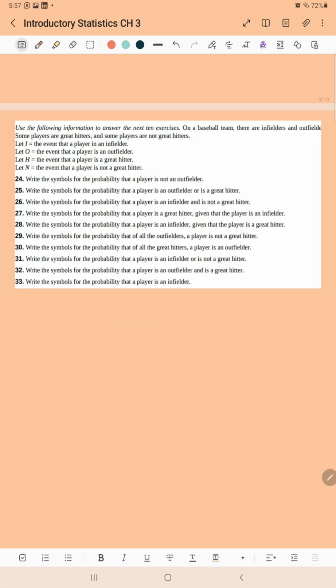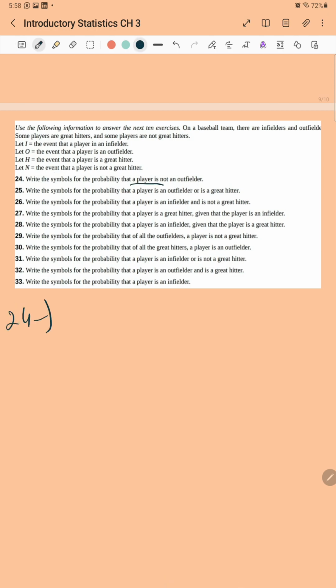Okay. Use the following information to answer the next 10 exercises. On a baseball team, there are infielders and outfielders. Some players are great hitters. Some players are not great hitters. So let I be the event that the player is an infielder, O for outfielder, H for great hitter, and N for not a great hitter. Question 24: write the symbol for the probability that a player is not an outfielder. तो outfielder अगर होगा तो O है, तो not an outfielder होगा O complement.